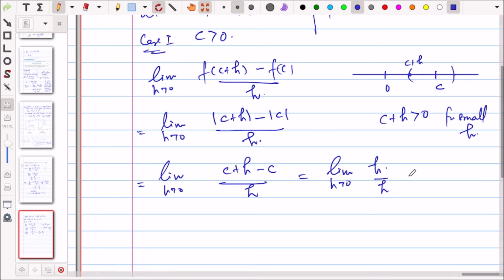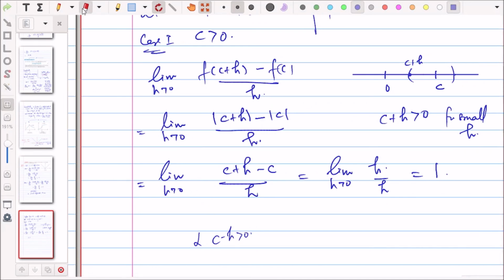So what is this? h by h, which is equal to 1. So case 1 is done. If you want, you can calculate LHD and RHD separately, but you can simply calculate this limit, because even in the LHD you have to consider c minus h to be positive, because you are taking h very small. Is it fine?